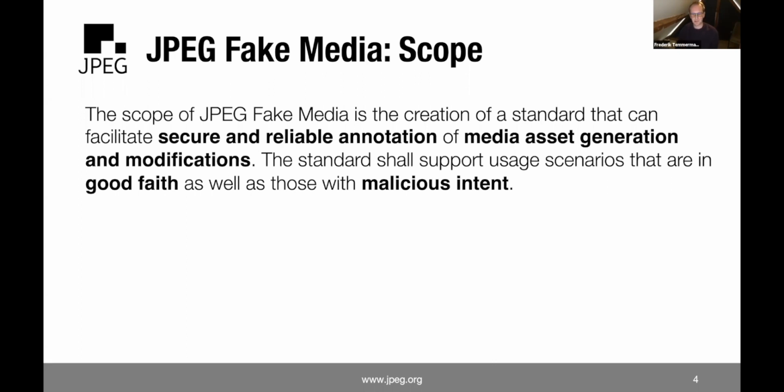And I think there are two main issues to clarify a little bit in this scope. First of all, we speak about generation and modifications, so that needs some additional explanation. And then secondly, we talk about good faith and malicious intent.